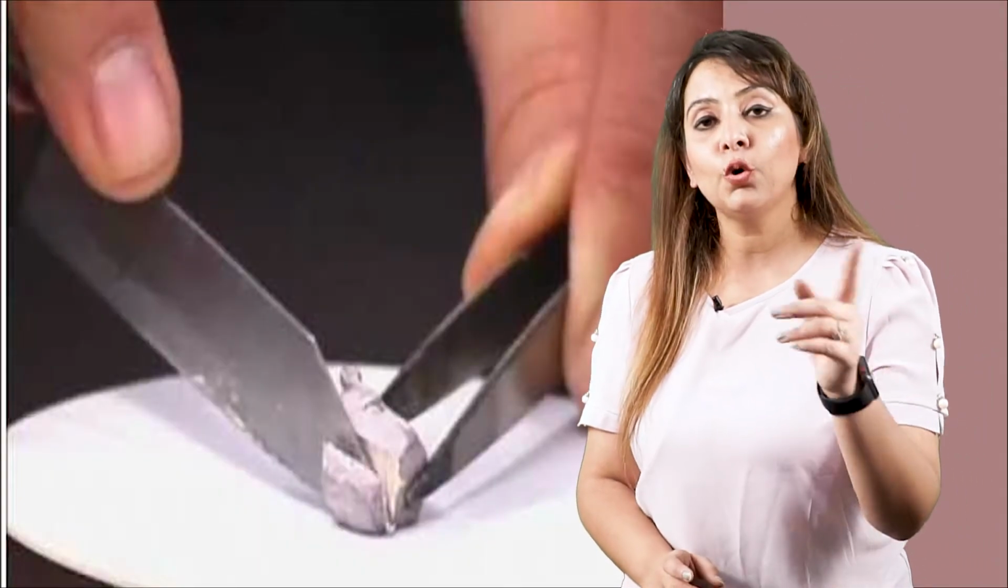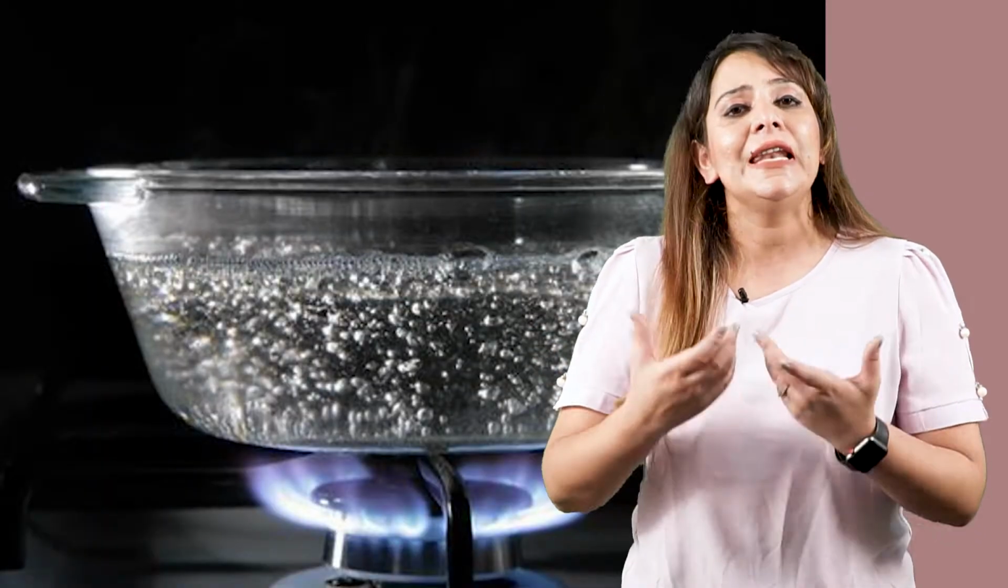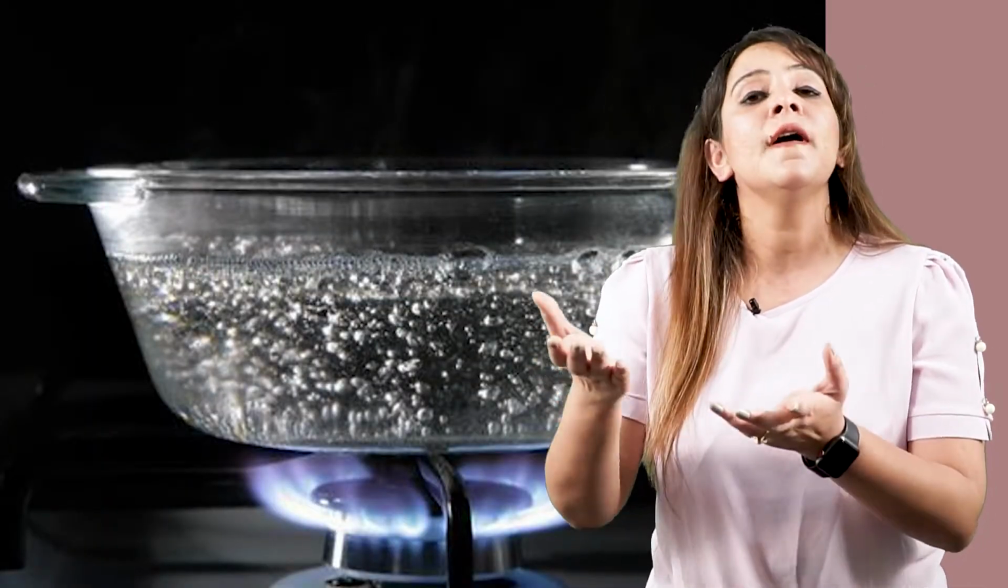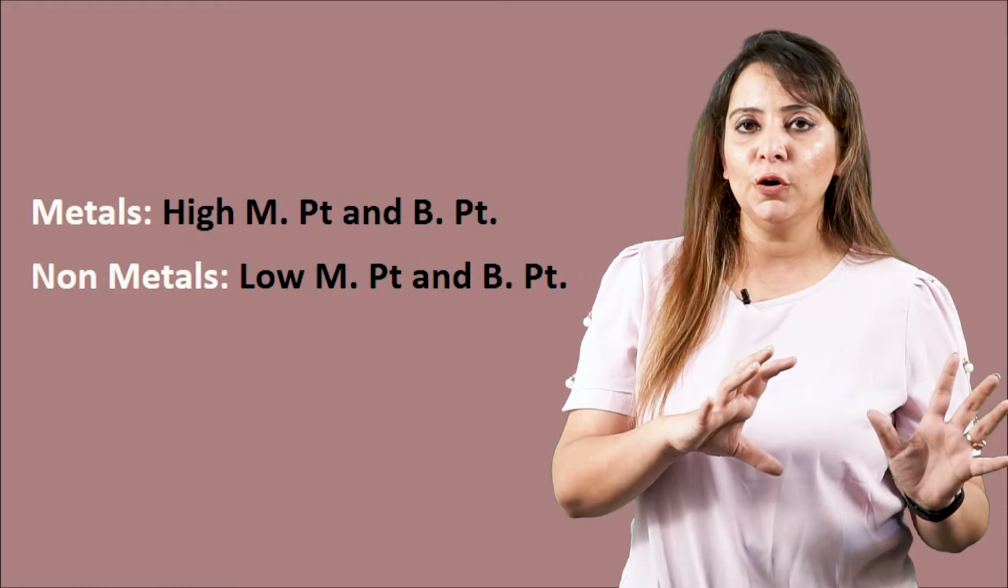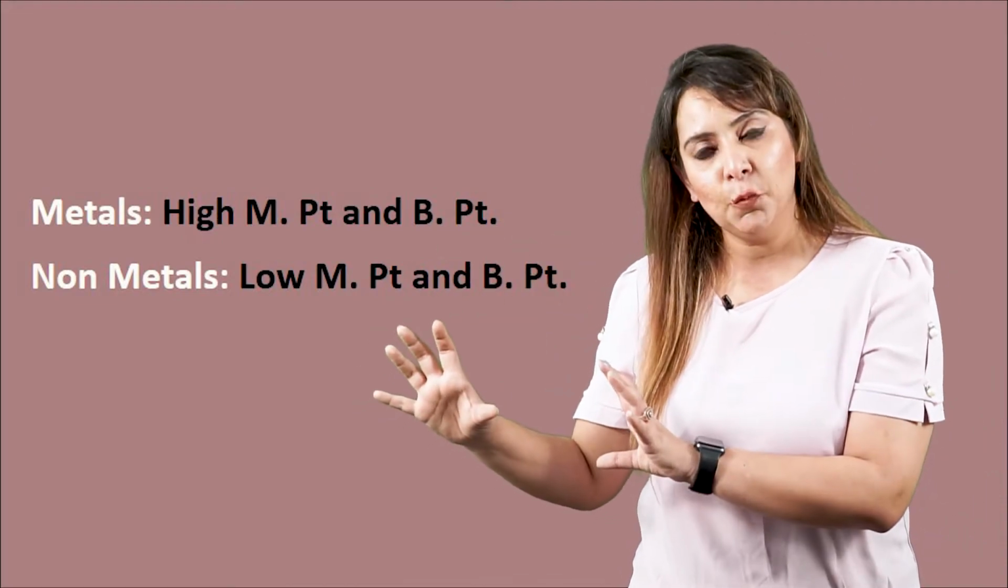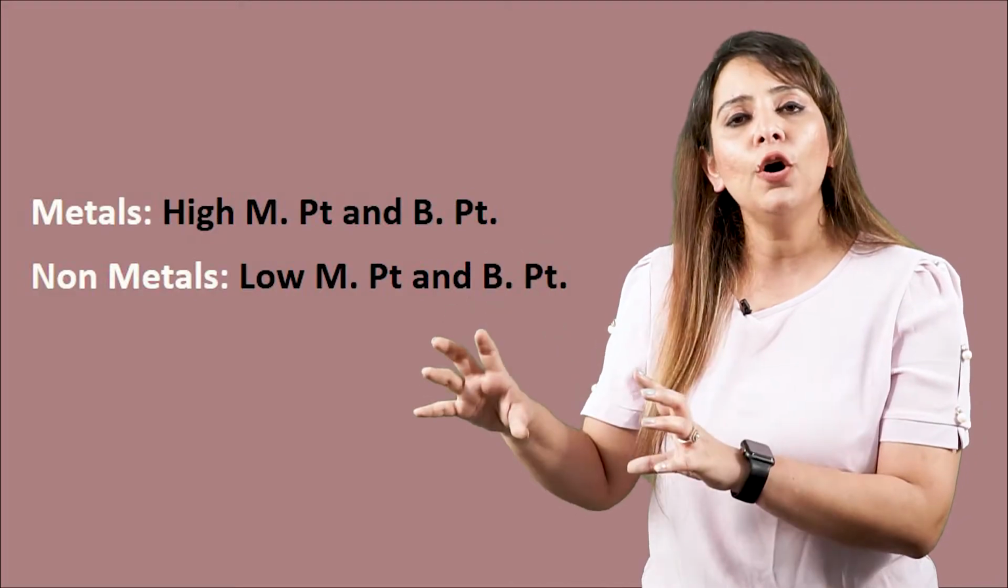But as I told you, sodium and potassium are exceptionally soft. So if we talk about their melting and boiling points, those will also be low in comparison to the other metals. Now if I talk about the non-metals, like we discussed, they are soft in nature. So obviously their melting and boiling points will be on the lower side, right? Because they are soft, we need to supply lesser heat in order to boil or melt them. So got it? Metals generally possess high melting and boiling points, and non-metals possess low melting and boiling points.